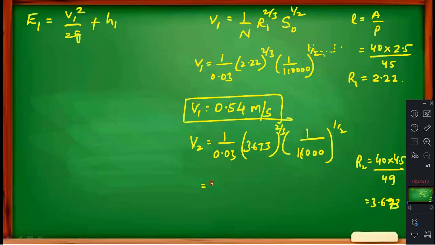Check it. Sir, V1, 11,000, sir. No, sir, S naught you have taken different. No, I have taken 1 by 11,000. V1 I got different. How much did you get?